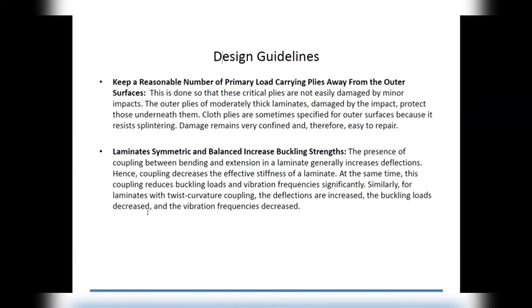One of the reasons that's beneficial to do is because these critical plies are not easily damaged by minor impacts. The outer plies can then protect the inner plies, the ones that carry the most load, a little more carefully. So cloth plies, you're going to see very often, are used in the outer surfaces because they will resist the matrix cracking events, and so you will have less splintering. The damage usually remains confined when you use cloth plies, so that's kind of nice, and it's easy to repair.